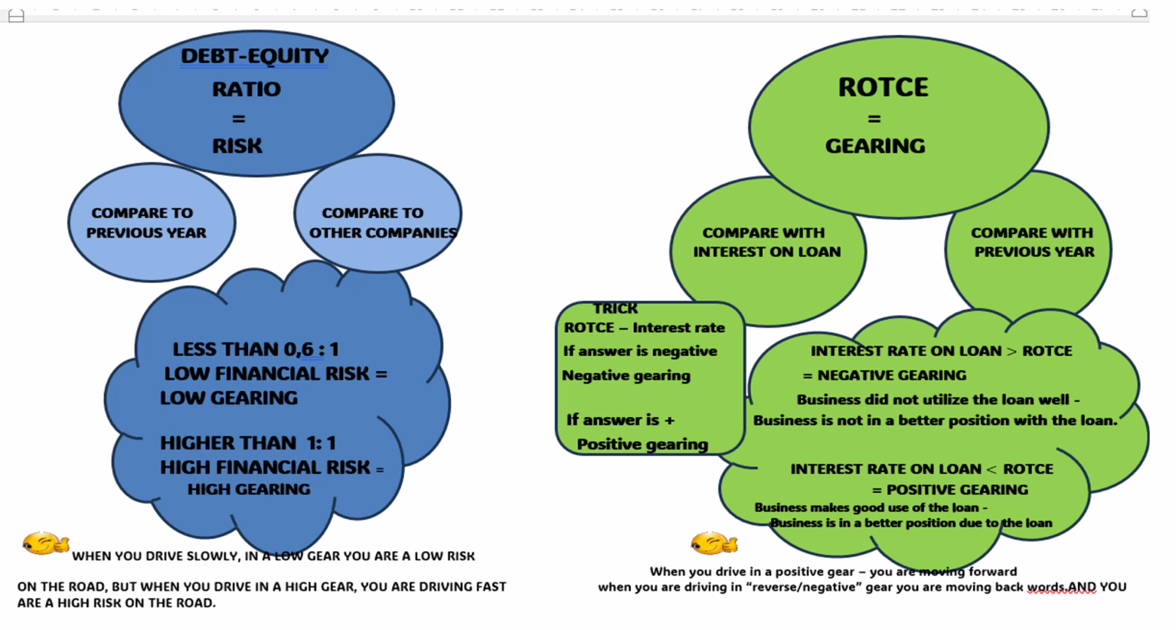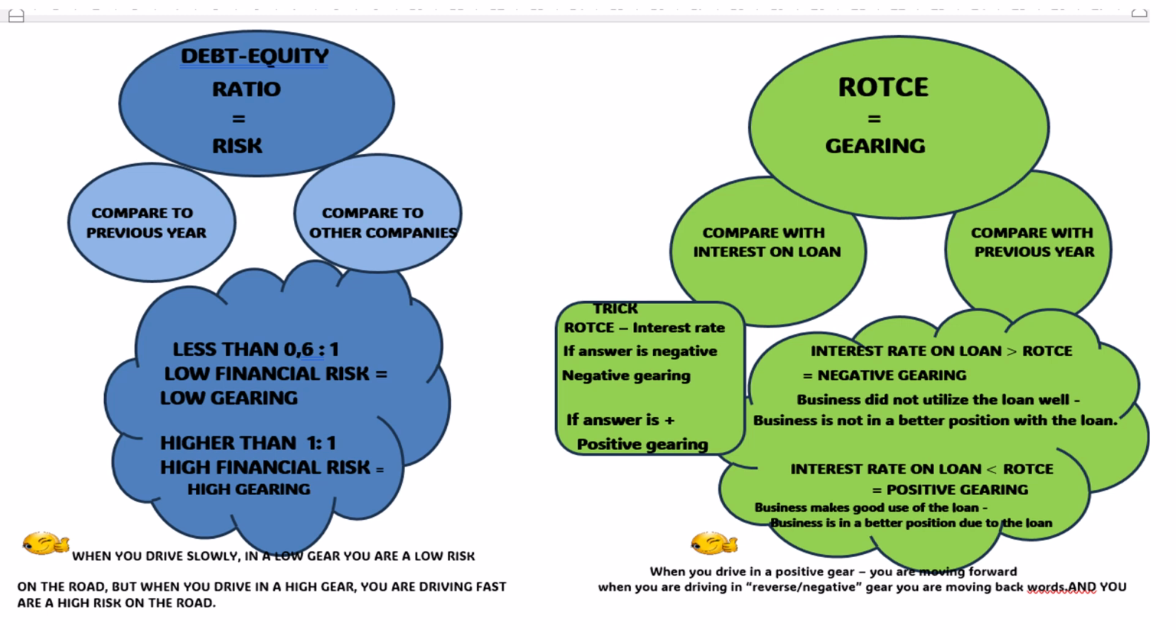If your interest rate on your loan is more than your return on total capital, then we said we are in a negative gearing. We are moving backwards. The business did not utilize the loan well. The business is not in a better position with the loan. But if the interest rate on the loan is less than your return on total capital employed, then it's positive gearing. The business makes good use of the loan. The business is in a better position due to the loan.